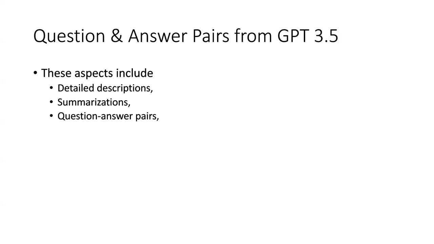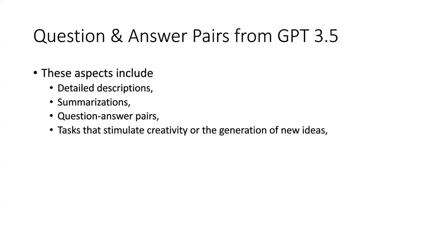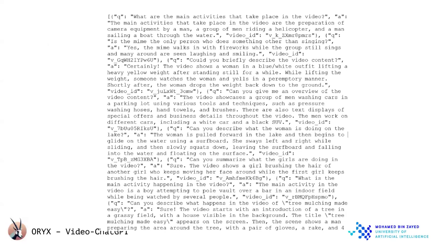So you want to now come up with the question-answer pairs so that you can train this Video-ChatGPT so that you can then have a conversation and ask questions. And again, they are going to use GPT-3.5. So they want to come up with questions about detailed descriptions, summarization, question-answer pairs, and tasks that simulate creativity or generalization of new ideas, and conversational tasks and all that.